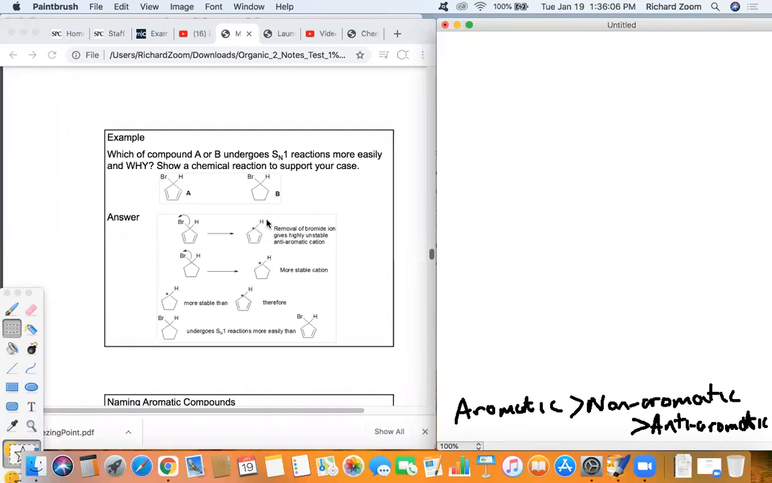So what that leads to is an anti-aromatic compound in the case of the first one, A, which I could call A+. And then this one, B, would give B+, which is a more stable cation. And the reason for that has to do with the hierarchy that I've got down here. Aromatic is better than non-aromatic, is better than anti-aromatic. Does anybody have any questions?